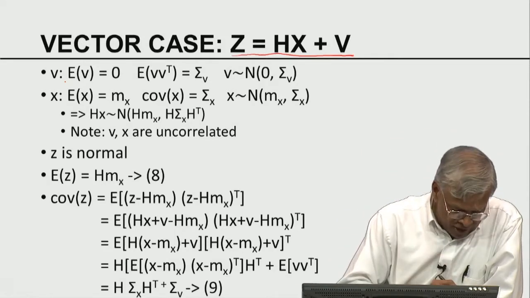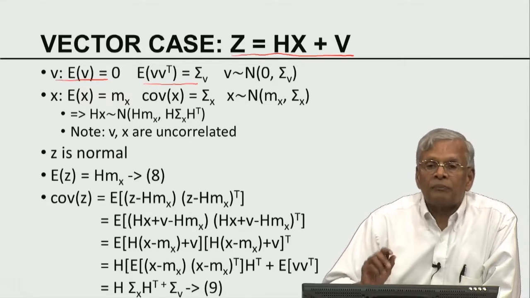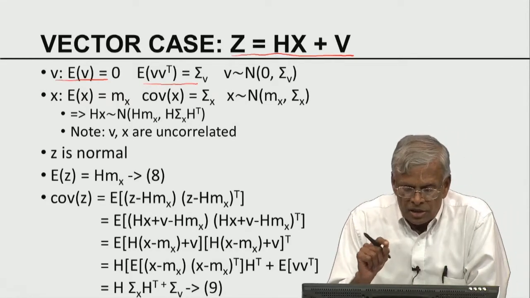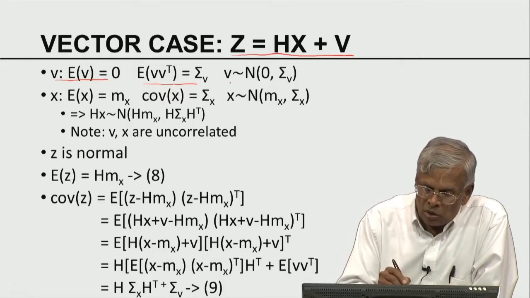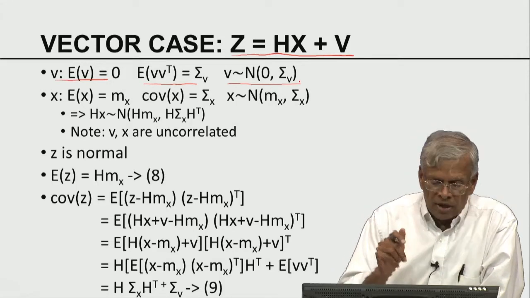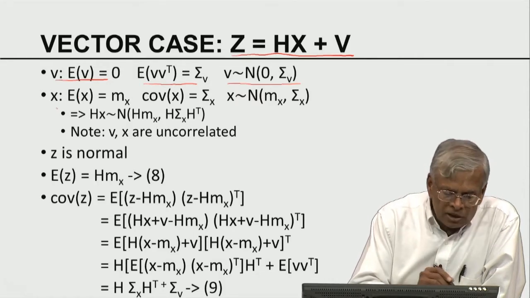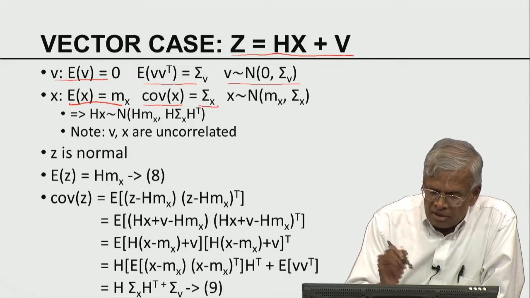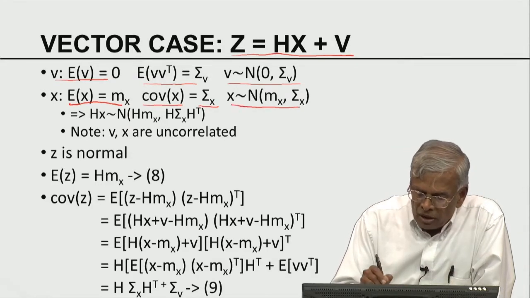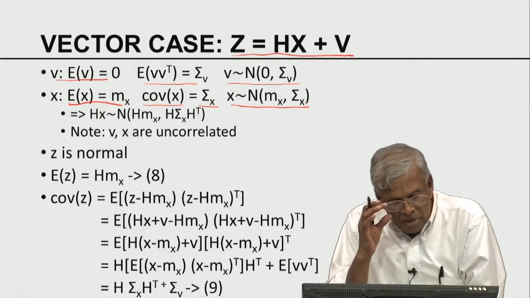V is such that E of V is 0, that means its mean is 0. V is such that its covariance is sigma V. Please remember, we have utilized sometimes R. We are now going to utilize sigma subscript V. So V is normal with 0 mean and sigma V as the covariance. X is the unknown. X has a prior distribution. Expected value of X with respect to the prior distribution is M of X. Covariance of X is sigma subscript X. So X has a normal distribution, the prior distribution is M of X is a vector, sigma X is a matrix.